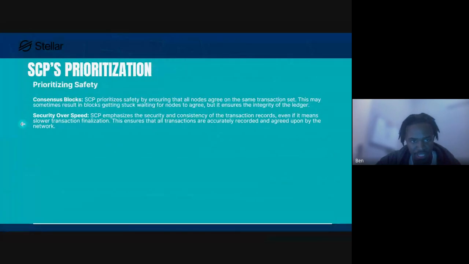Okay, this is basically saying what I said. The SCP prioritizes safety, ensuring that all nodes agree on the same transaction. This may sometimes result in blocks getting stuck, waiting for nodes to agree, but it ensures the integrity of the ledger. Security over speed. SCP emphasizes the security and consistency of the transaction records, even if it means slower transaction finalization. This ensures that all transactions are accurately recorded and agreed upon by the network. So it makes sense, right?